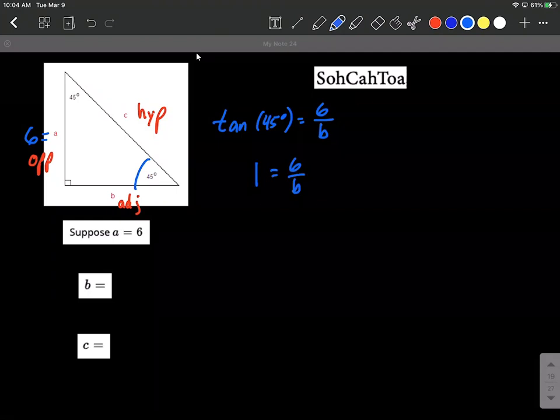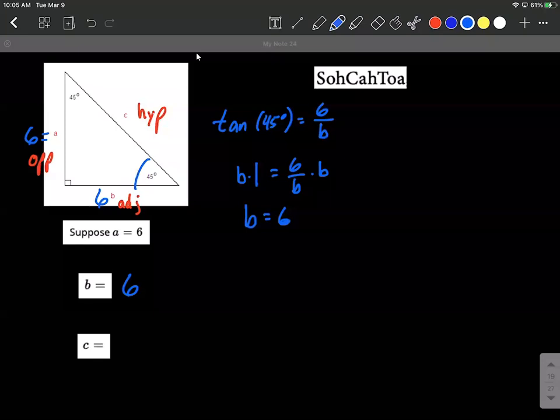All right, now to find B, we can't solve for it while it's in the denominator, so let's multiply both sides by B, and we get B also equals 6. We'll label that on our triangle. And now finally, to find C, we have a couple different options. Either we could set up the trigonometric ratio, either sine or cosine, that's going to involve the hypotenuse.